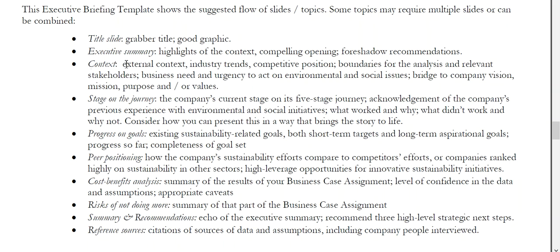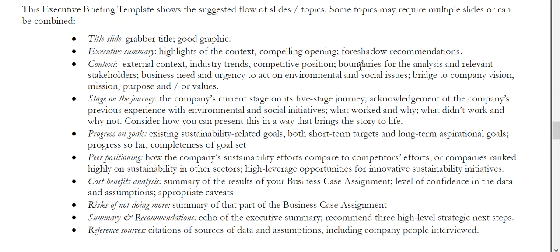The first one says context. That's both external context, what's going on with the competitors, what's going on in the industry. Boundaries, that means, is this including considerations about your supply chain and maybe your upstream customer chain as well in your value chain?